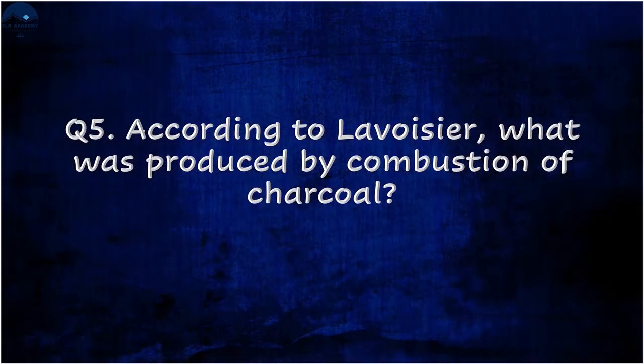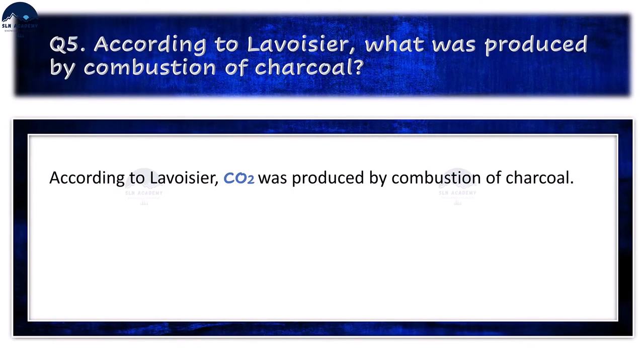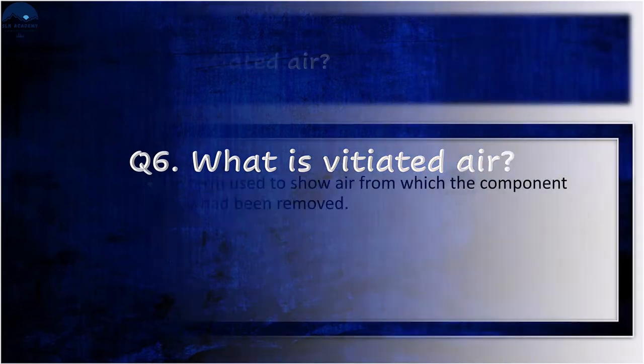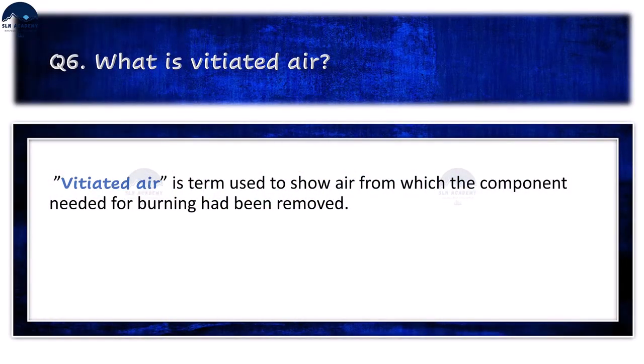Question 5. According to Lavoisier, what was produced by combustion of charcoal? According to Lavoisier, CO2 was produced by combustion of charcoal. Question 6. What is vitiated air? Vitiated air is a term used to show air from which the component needed for burning had been removed.